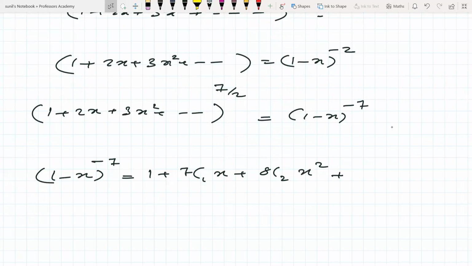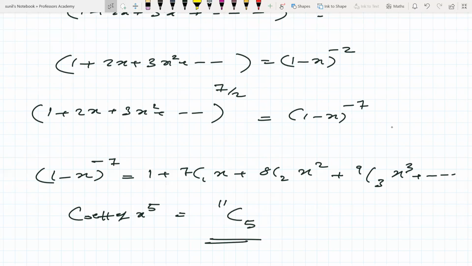So next term is, you know, 9c3x cube. You know that power of x and lower suffix are the same, so 3 plus 6 becomes 9. So we are looking for x power 5. So its lower suffix is coming out to be 5 and upper suffix is 5 plus 6, that becomes 11. So 11c5 is the answer for this problem.